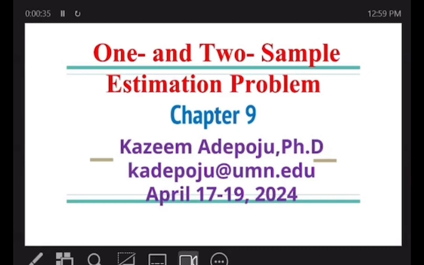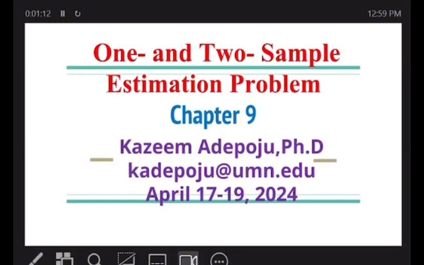Estimation is a process through which we use sample information to understand the true value of a parameter. We use sample information to make a judgment. That's what we call estimation. Whenever a sample is involved, estimation is involved. When I say 1 and 2, 1 means I may be focusing on one population, and 2 means I may be focusing on two populations.